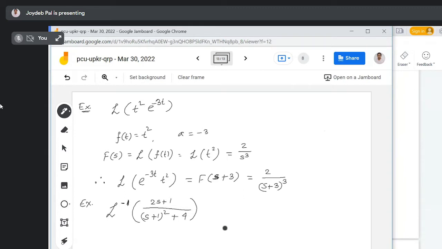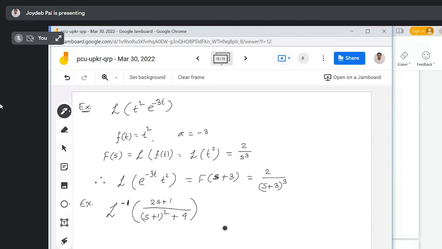Look, the denominator is a common form, which means it matches some tabulated formula. s plus 1 whole square plus 4 means it is of the form f of s plus 1, right? A function of s plus 1, this type. ये a square plus omega square वाला फॉर्म है तो either cos आएगा और sin आएगा.